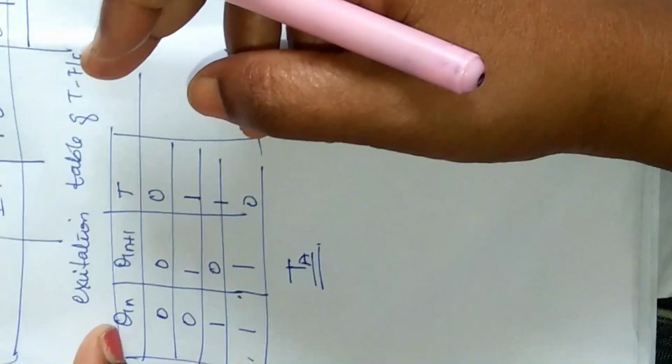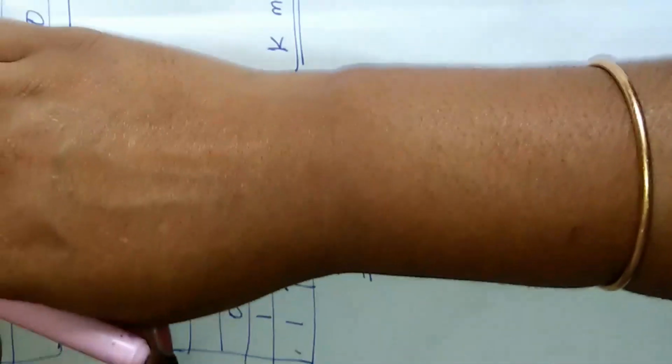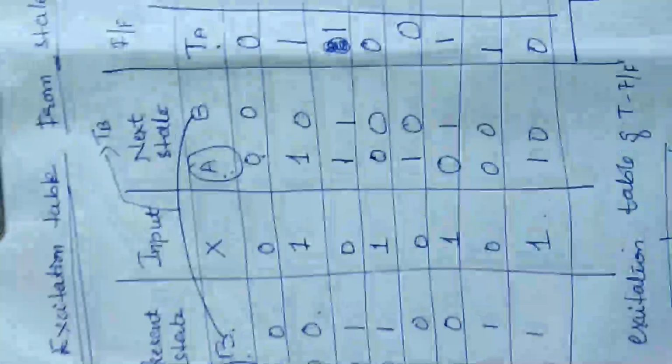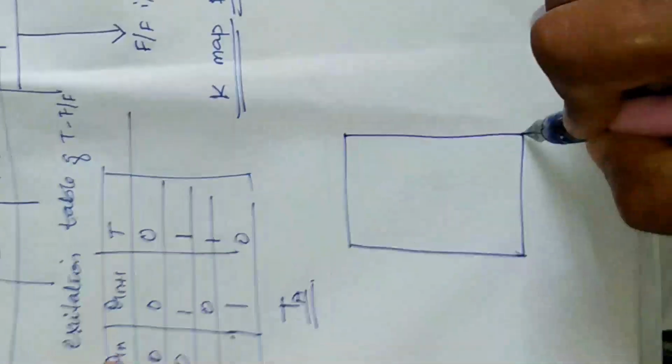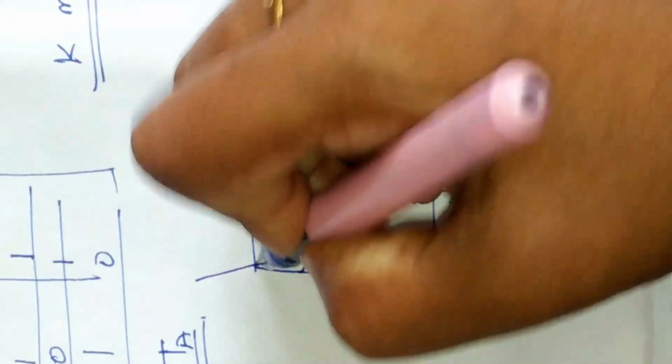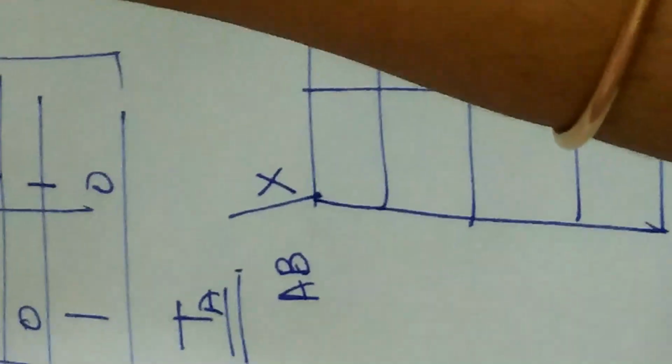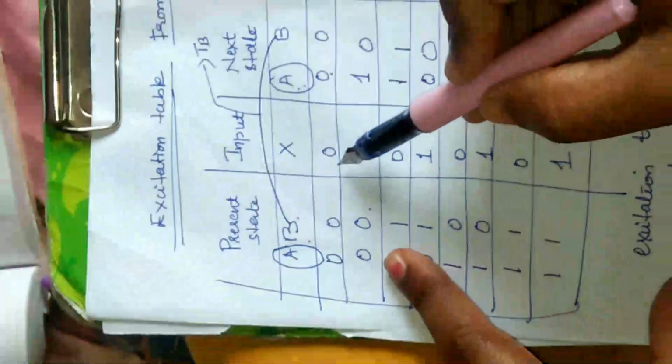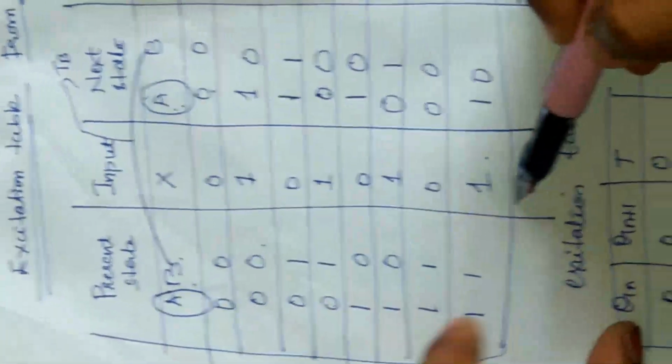It is A and it is A, B and X are the inputs of my K flip-flop, right? So let me draw the cell of the K map. So it is like this. So here you have A, B and X. Okay, so for TA my inputs are A, B and X, so you have 0 to 1, 1 combination.